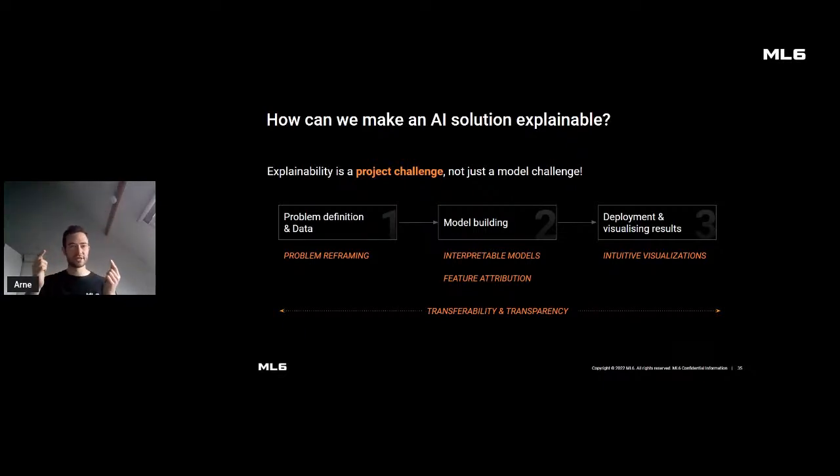So maybe summarizing what we have mainly talked about today. I think the most important thing to understand here is that explainability, at least for us, is a project challenge. It's not a model challenge. From the data, through the model, ending up in the user interface, right? And so then using these design principles from the problem definition, where we can do problem reframing, towards model building, where you can choose a model that is interpretable out of the box, or use additional feature attribution on top of a black box model. And then finally get to that deployment and that visualization of these results.